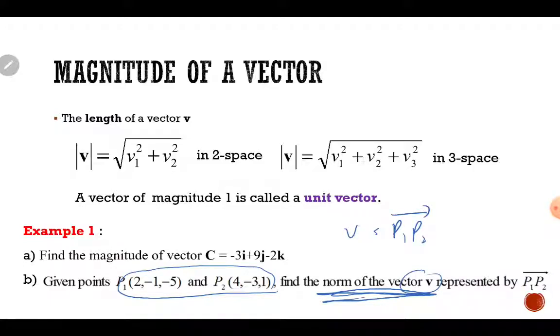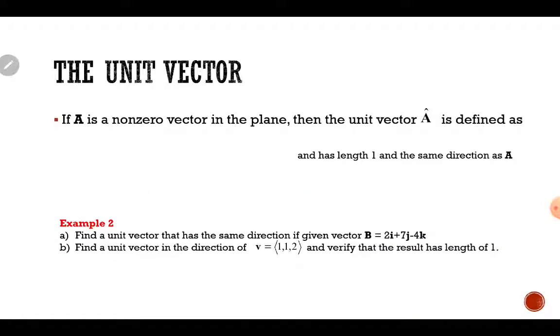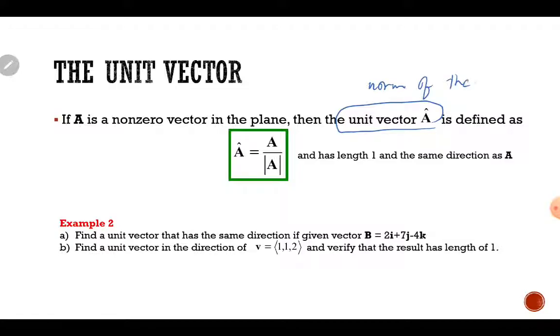We discussed that earlier, but the question asks you to find the norm of the vector. The norm of the vector is actually a unit vector, which is vector A divided by its magnitude. Can you understand? We have a vector A and we divide vector A by its magnitude. So the norm of the vector is the same as the unit vector.